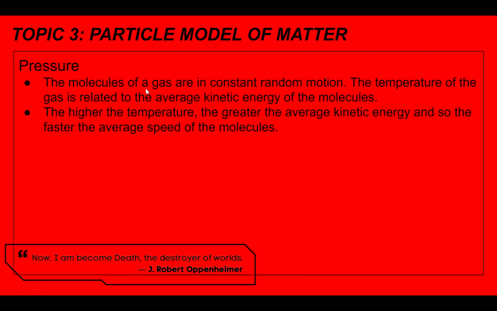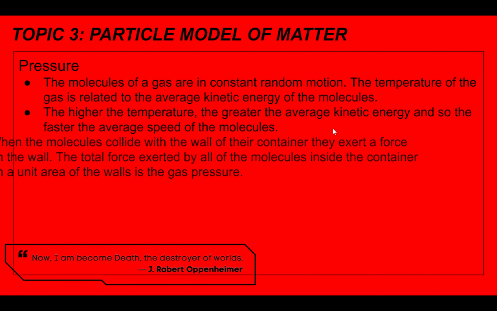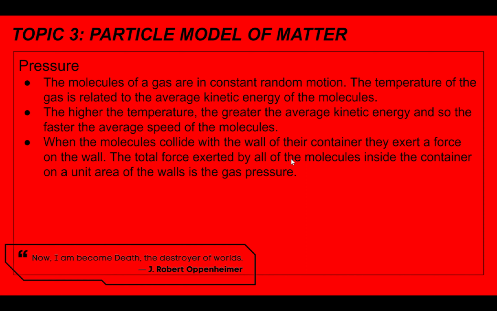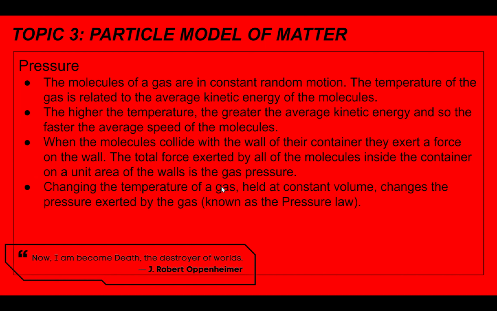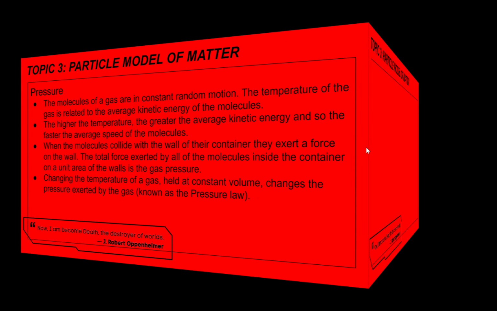Pressure. The molecules of gas are in constant random motion. The temperature of the gas is related to the average kinetic energy of the molecules. The higher the temperature, the greater the average kinetic energy, and so the faster the average speed of the molecules. When the molecules collide with the wall of their container, they exert a force on the wall. The total force exerted by all the molecules inside the container on a unit area of the walls is the gas pressure. Changing the temperature of a gas held at a constant volume changes the pressure exerted by the gas, known as the pressure law.